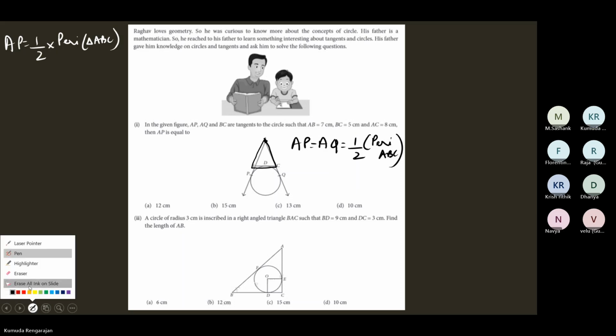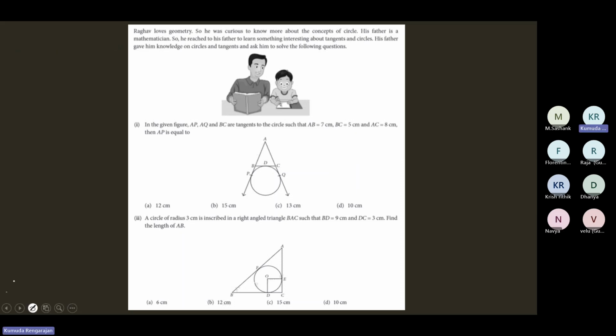How do we prove that? So we start with the perimeter of triangle ABC. Perimeter of triangle ABC is equal to AB plus BC plus AC.